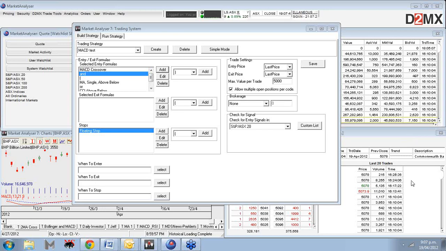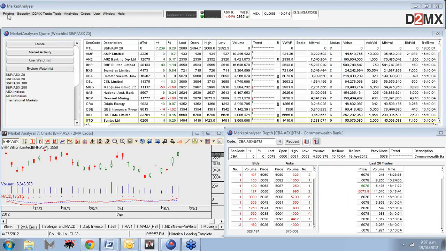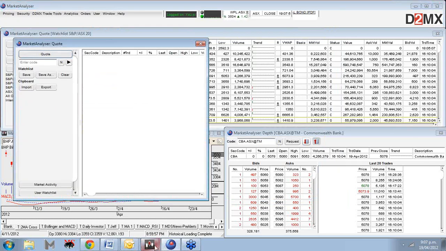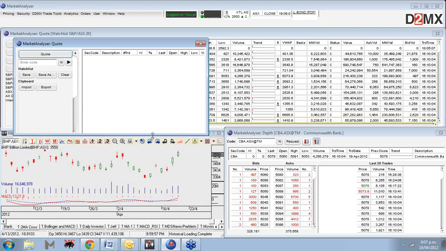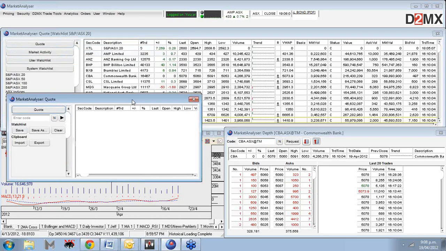From Jenny, can you show how to open a second watch list as I'm still having trouble? Certainly can. So if you go up into pricing and you go down to the quote in the top corner, this here is another quote window, and essentially it's the same as the quote window I've already got up.